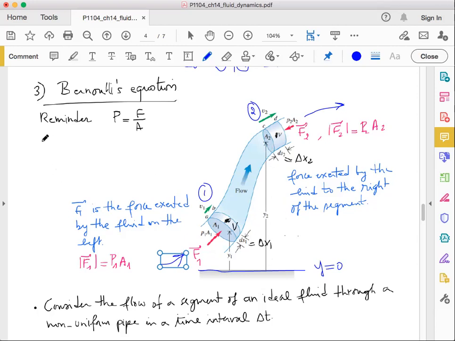So the idea now is to be able to relate the pressure, the speed, and the elevation at point 1 together with the pressure, the speed, and the elevation at point 2. We want to find an equation that relates all these variables together. So we will do it. Let's start. We said here we want to cut this flow and see what is happening on two faces of this sample of fluid.